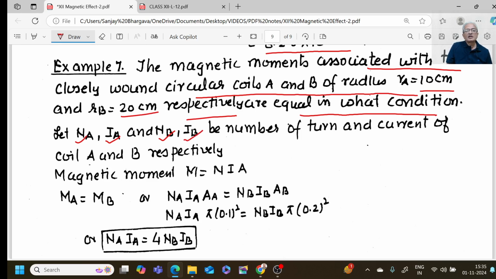Magnetic moment M is equal to NIA. The magnetic moments are supposed to be equal. So Na Ia Aa must be equal to Nb Ib Ab, where Aa is the area of the first coil and Ab is the area of the second coil. So I obtain Na Ia must be equal to 4 times Nb Ib. This is the condition which will make the magnetic moments equal.